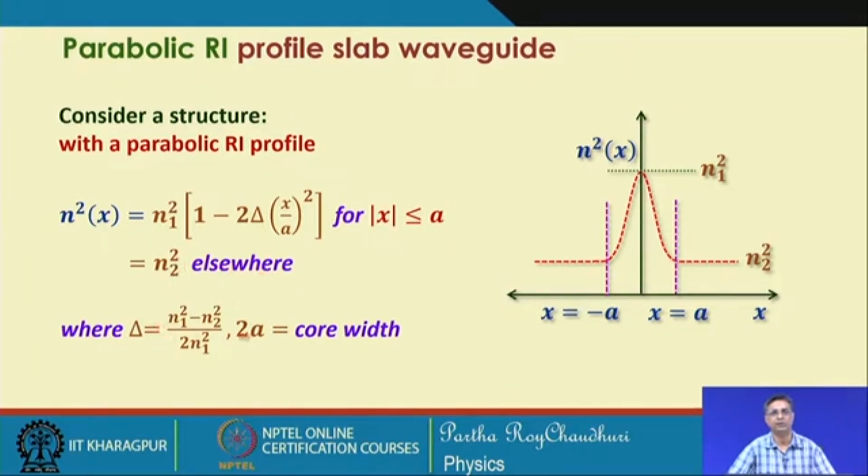And again we continue with the same definition of delta and this core width like this. So, you have a waveguide which has a core between minus a to plus a, and the maximum refractive index is n 1 square here. The constant minimum value that it assumes at the cladding is n 2 square.